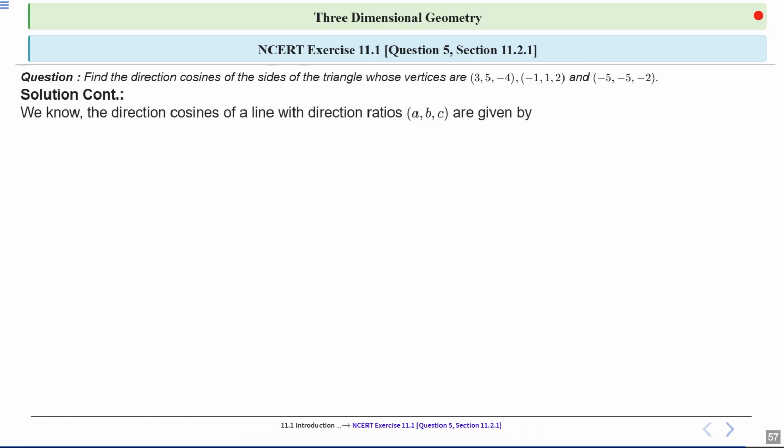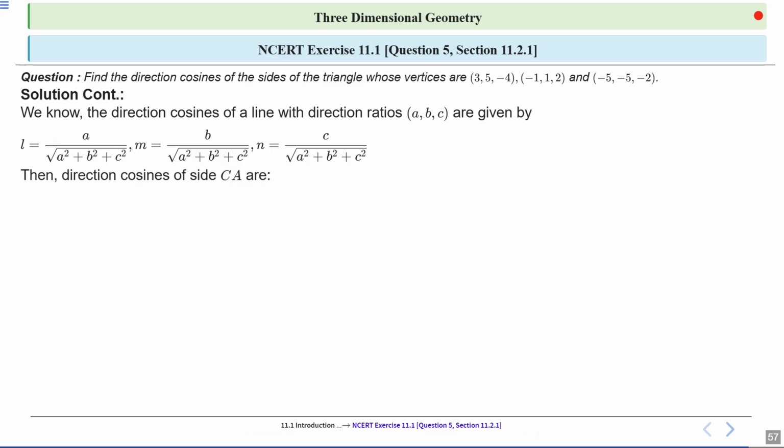We know the direction cosines of a line with the direction ratios a, b, c are given by l equals a divided by square root of a square plus b square plus c square, m equals b divided by square root of a square plus b square plus c square, and n equals c divided by square root of a square plus b square plus c square. Then direction cosines of side CA are l_CA equals a_CA divided by d_CA, which is equal to 8 divided by 2 times square root of 42. And after simplifying, we get 4 divided by square root of 42.